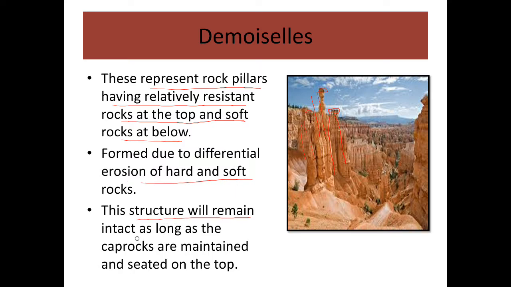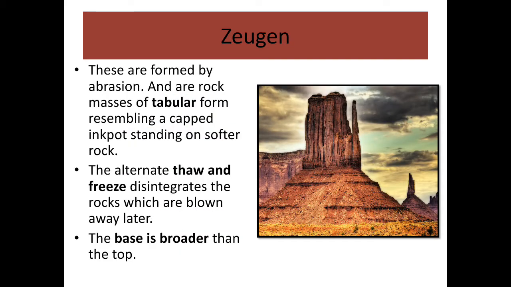The structure will remain intact as long as the cap rocks are maintained and seated on the top. So these are the cap rocks. If the cap rocks remain intact, this structure will remain. If the cap rock collapses, the entire structure will collapse. So these are called Demoiselles.